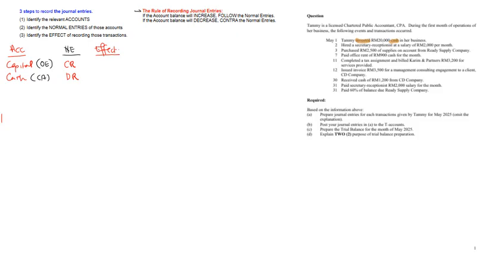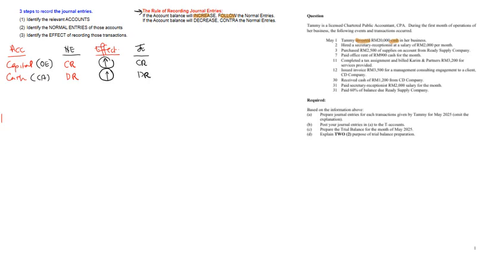we need to understand that if we were to record this transaction, the capital account of the business will increase. And it goes the same with the cash. Now, let's apply the rule of recording the journal entries. It says here if the account balance will increase, we need to follow the normal entry. So this is what we're going to do. We'll just follow the normal entry because the effect is both increased. So credit for capital and debit for cash.